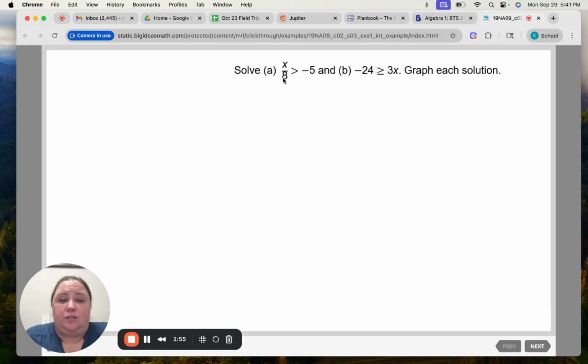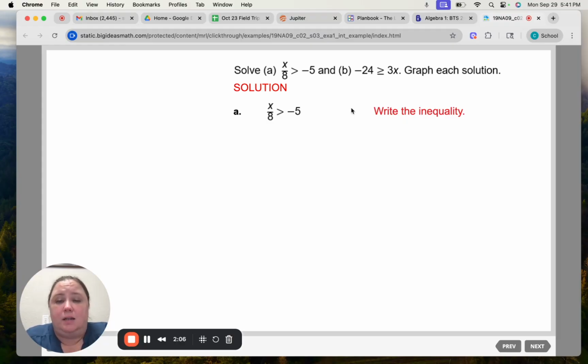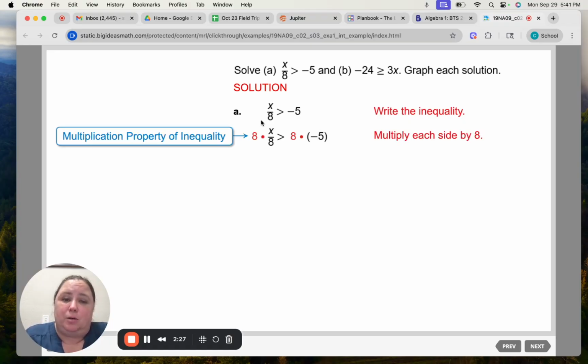So we're going to solve a, x over 8 is greater than negative 5. And then also we'll do b, which is negative 24 is greater than or equal to 3x. So let's start with a. So first thing, write down a. Now you're going to see here we have x over 8. What kind of math is that? Division. It is division. So the opposite of division is to multiply. Very good. I'm assuming you all said multiply. So we have to multiply 8 to both sides.